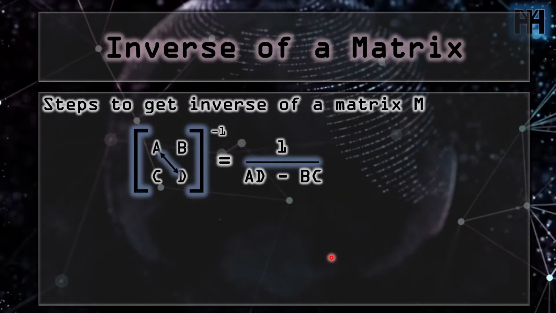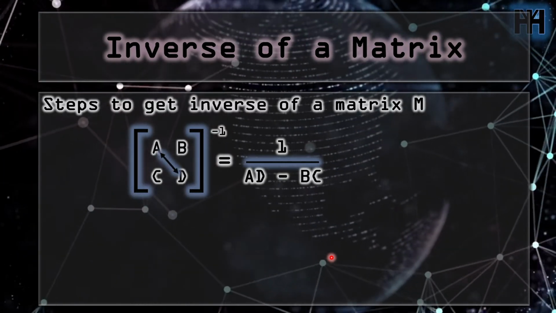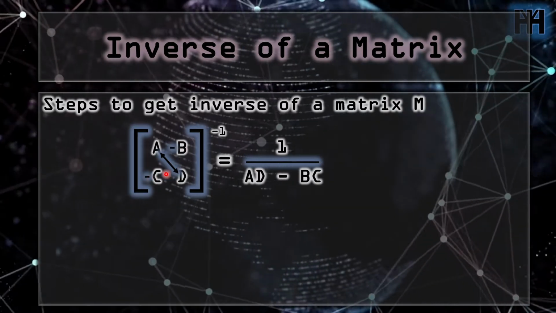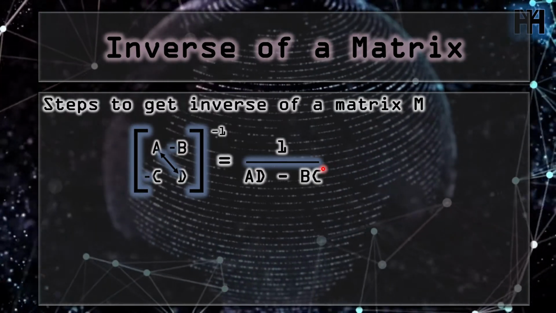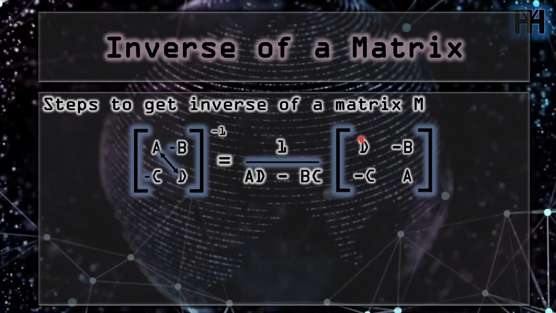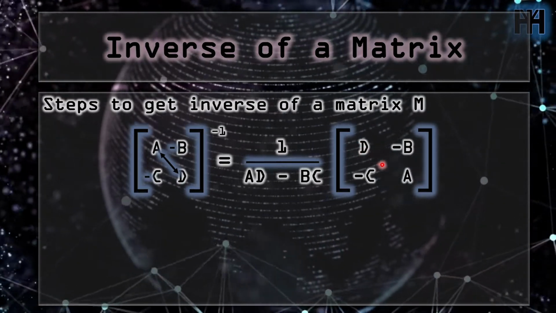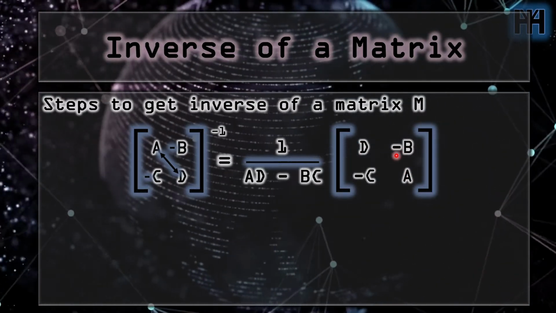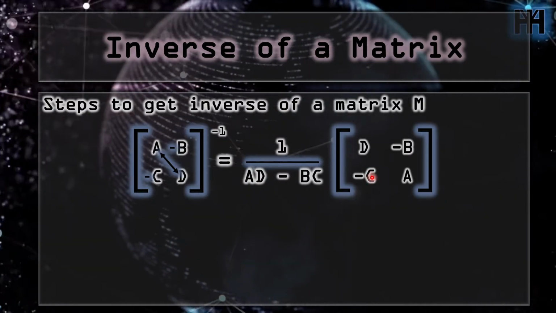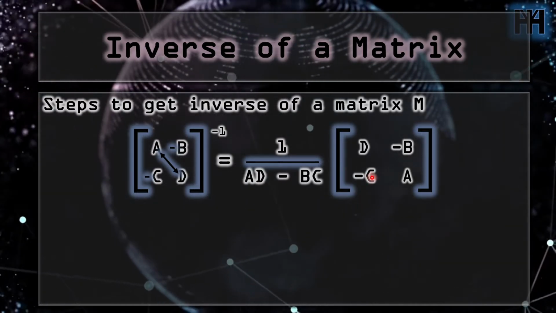And the second part is very easy, actually. You replace A and D, and negate the C and B. So here D will take the place of A, and A will take the place of D, and we'll have negative B and negative C. See, very easy.